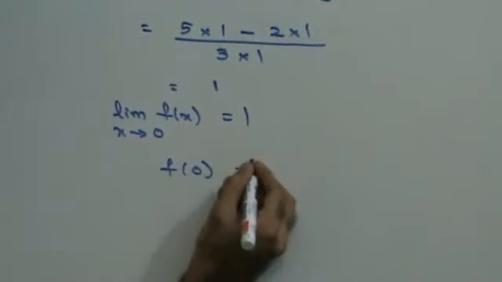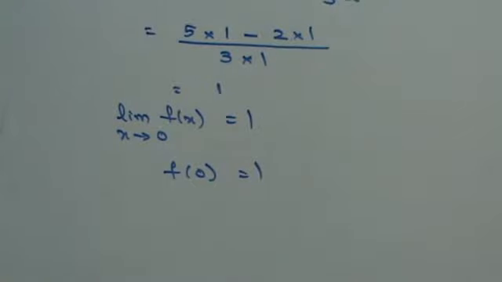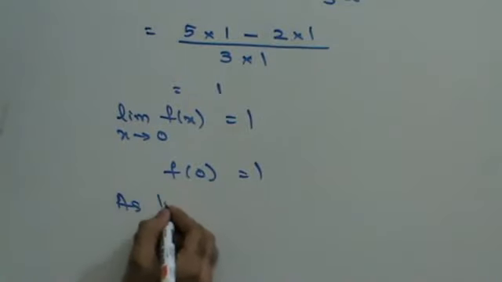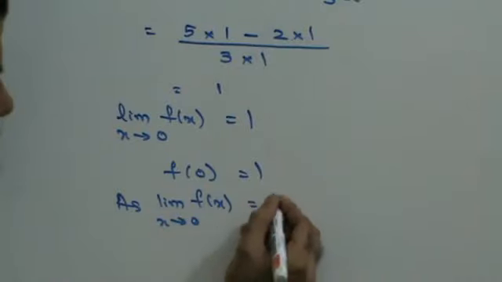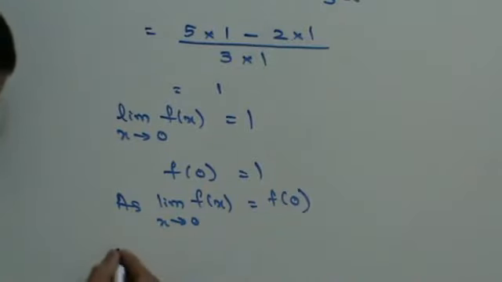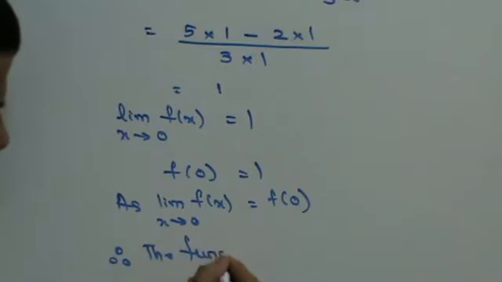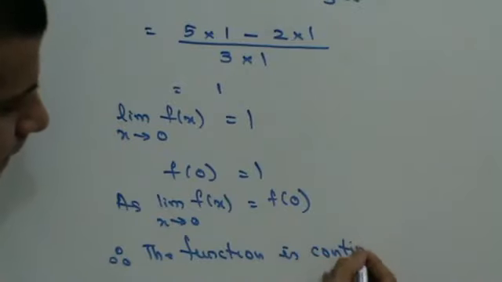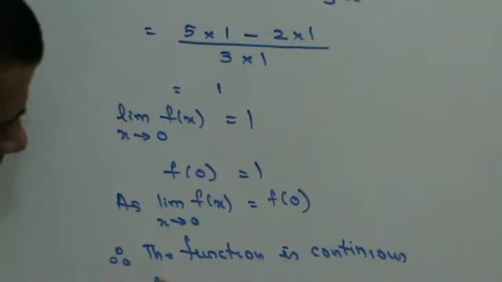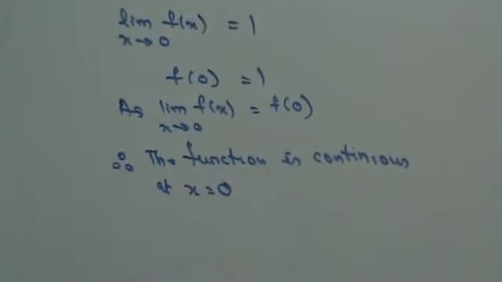F of 0 is given to you as 1 right in the beginning of the sum. As limit of f of x as x tends to 0 is f of 0, therefore I can say that the function is continuous at x is equal to 0. Fine? Let's move on ahead.